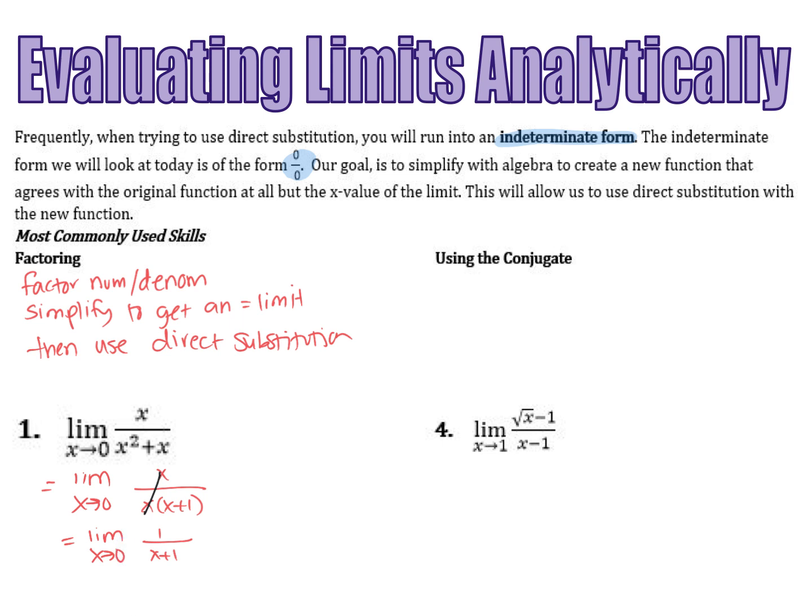Now I can use direct substitution and plug in 0, and that's just going to give me 1. So I can say the limit as x approaches 0 of x over x squared plus x is going to equal 1. So that's the first strategy that we can use. We can factor the numerator and factor the denominator and then simplify and see if we can use direct substitution.